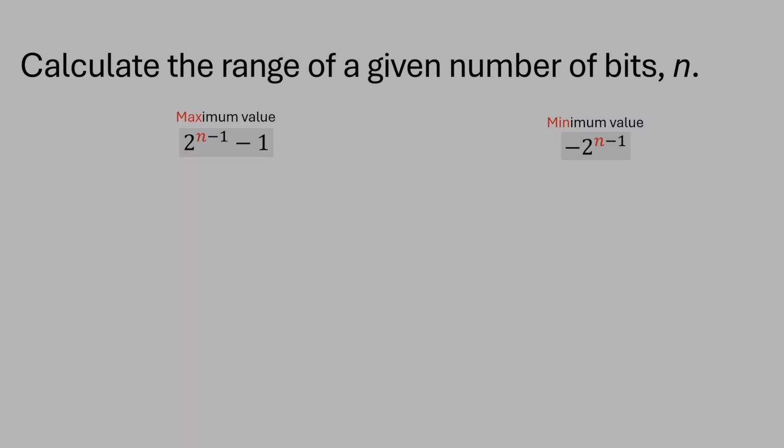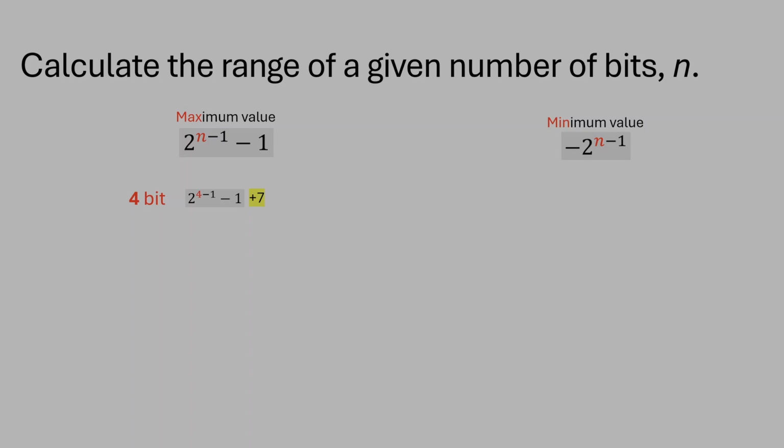So if we take the 4-bit number we were looking at, and we substitute in n with 4, we've got 2 to the power 4 minus 1. So 4 minus 1 is 3, so 2 to the power 3, and then we subtract 1 from that. That gives us plus 7. So 2 to the 3 is 2 times 2 times 2, which is 8, and then we subtract 1, we get plus 7. So that's the maximum value.